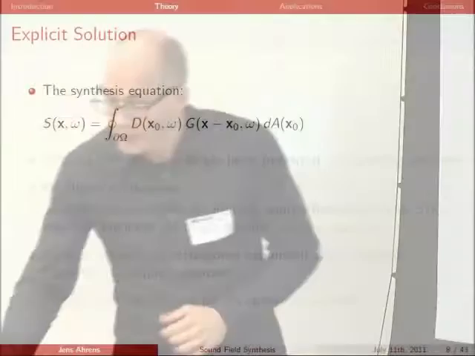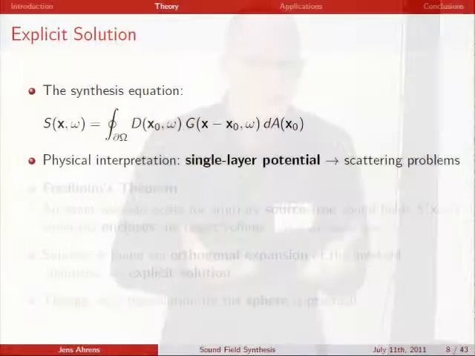So this is, again, the synthesis equation, just for reference. And you can physically interpret the secondary source distribution as a single layer potential, which is often employed in scattering problems. There it's such that a scattering object, an object on which a specific field, for example a sound field, impinges, is replaced by a continuous layer of secondary sources, by a single layer potential, which represents the acoustical properties and the impact of this object onto the impinging sound field. This is mathematically a very, very similar formulation, so you can learn a lot from the solutions that have been found there.